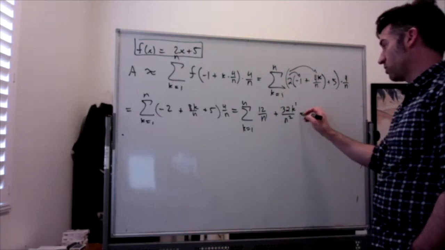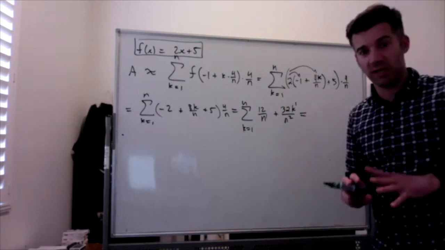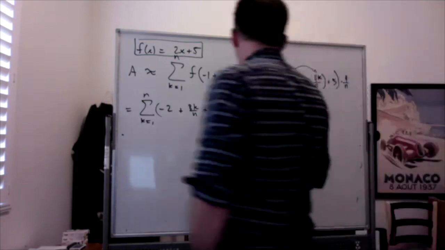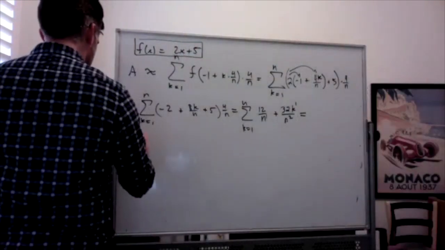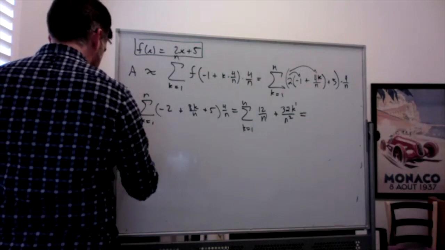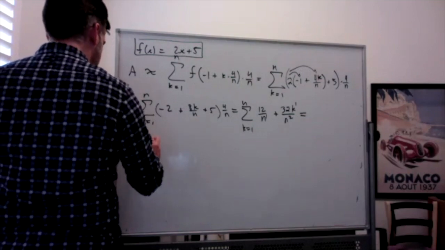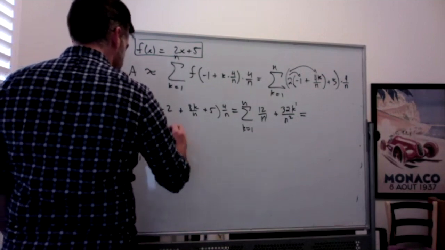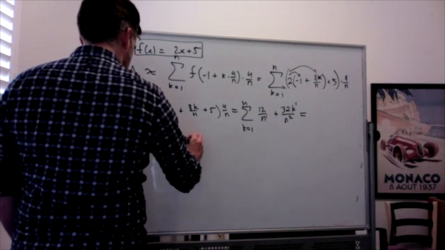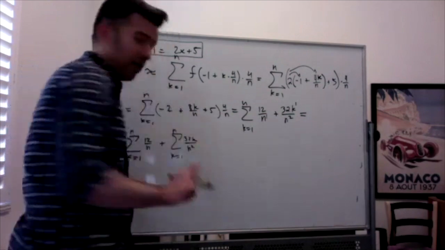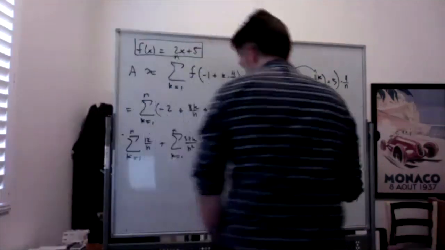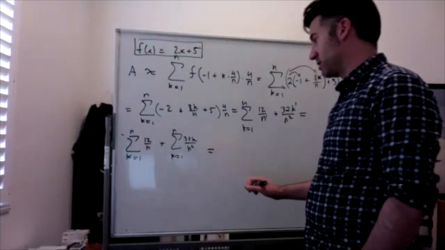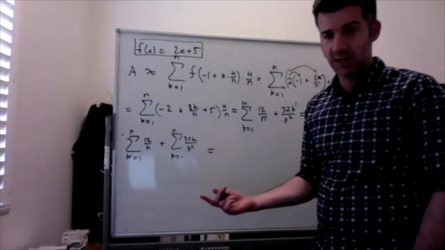So now here's what we're going to do. We're going to break this apart, this is why we talked about the rules of summations last week. We're going to break this into 2 summations. So it's the sum from k equals 1 to n of 12 over n plus the sum from k equals 1 to n of 32k over n squared. The next thing we're going to do is factor out the constants.